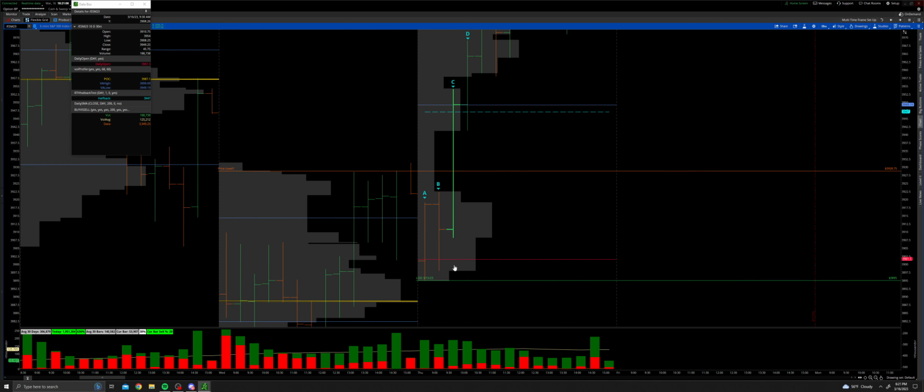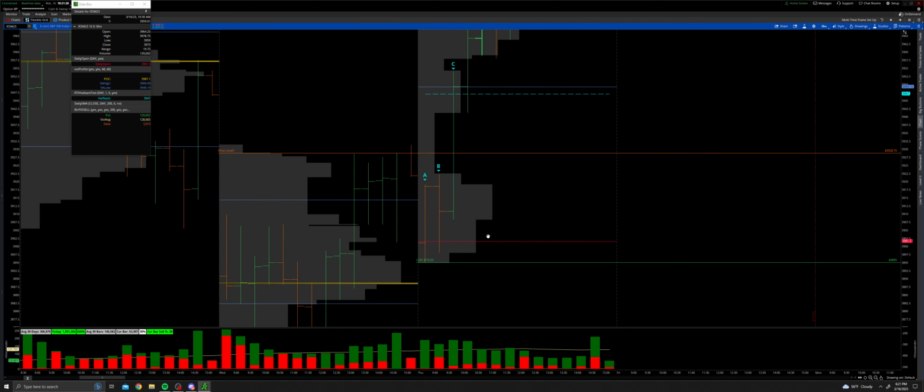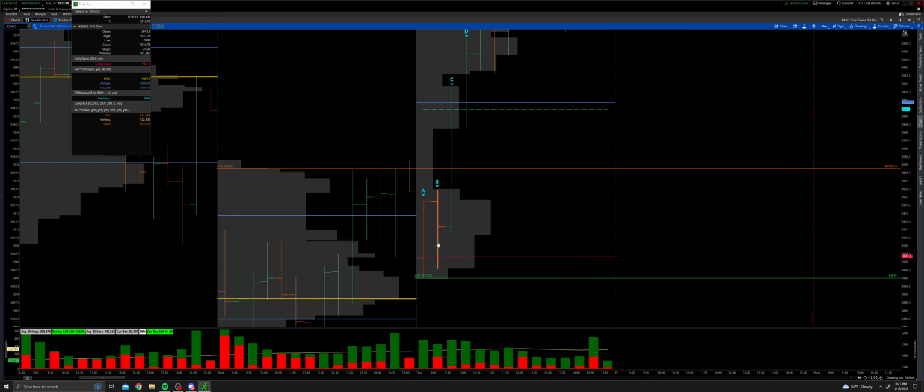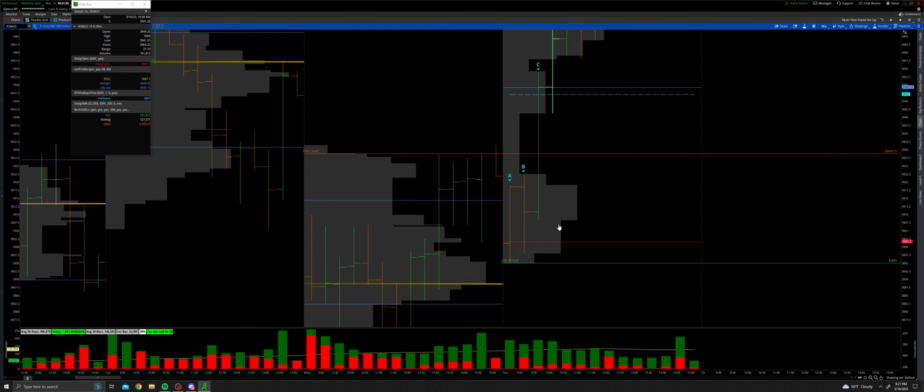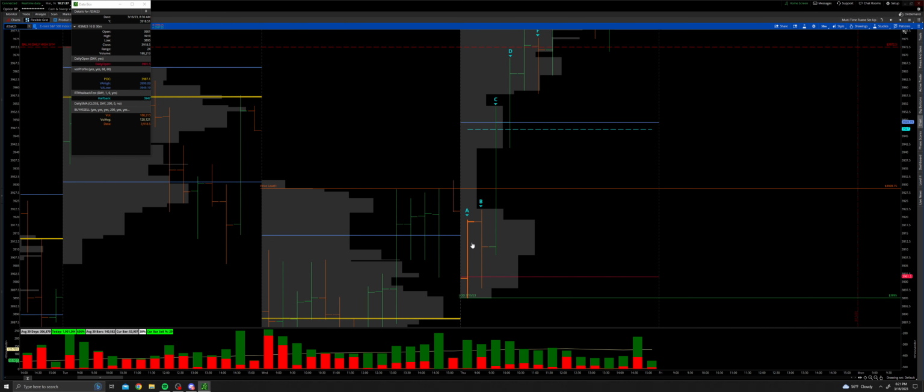Now, what is the initial balance? The initial balance is the first two time frames, or the first two 30-minute time frames to form, right? So A period and B period, or the first hour. You can look at it as a first hour candle, but the initial balance is what is being formed in the first two time frames, and that usually indicates how the rest of the day is going whenever we take out either side.